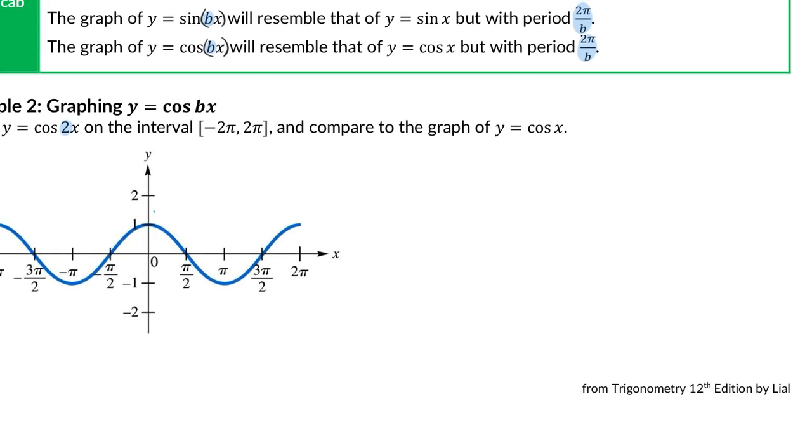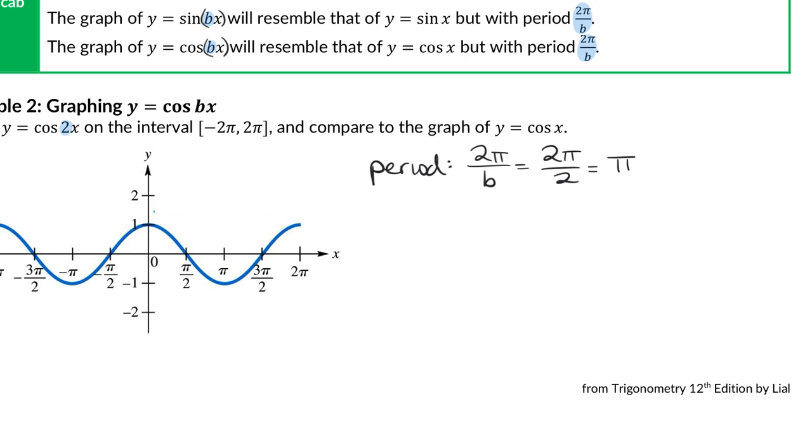2. So if we're going to redraw this and change the period, we'd fill in that formula right above here: the period is equal to 2 pi divided by b, which means we're doing 2 pi divided by 2. The 2's cancel. The period of my new function should be pi, which means I should finish the entire shape between 0 and pi. Right now on my graph, we're finishing the entire shape between 0 and 2 pi. So I need to make this faster.